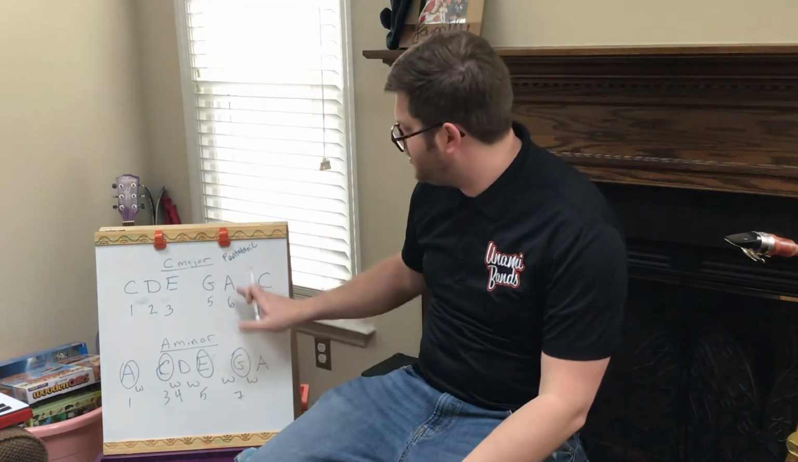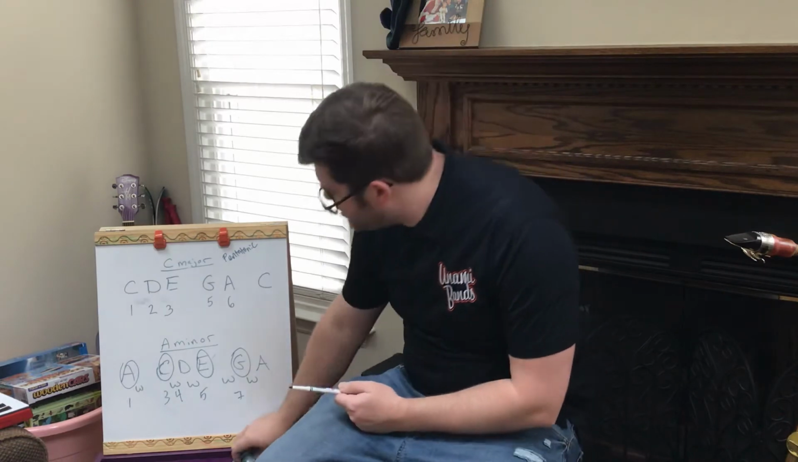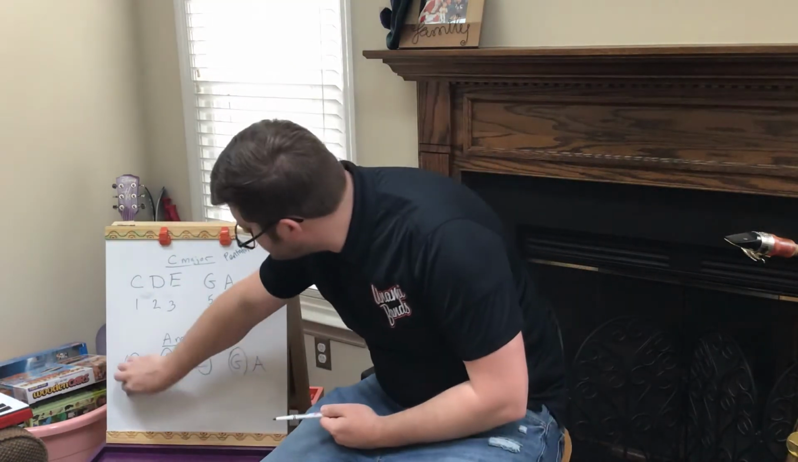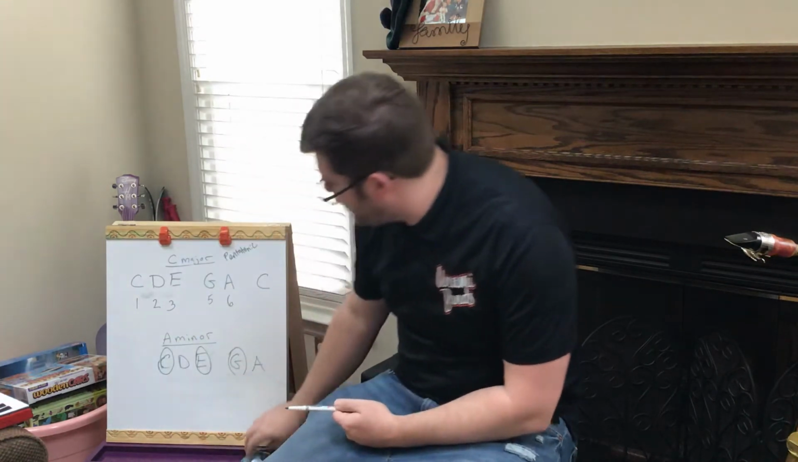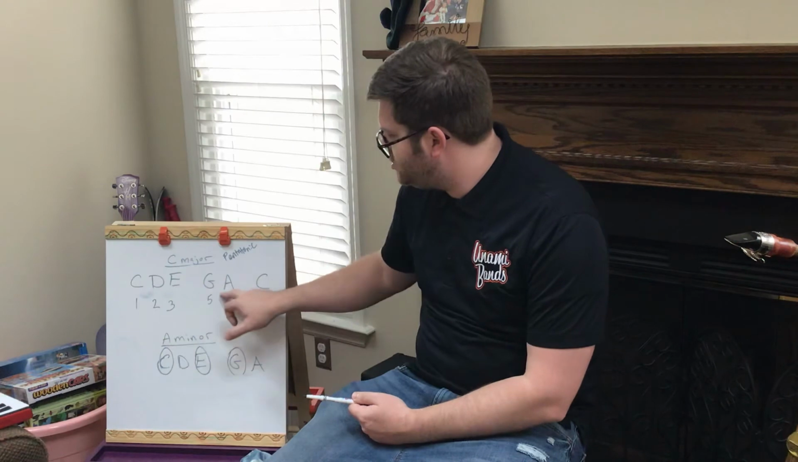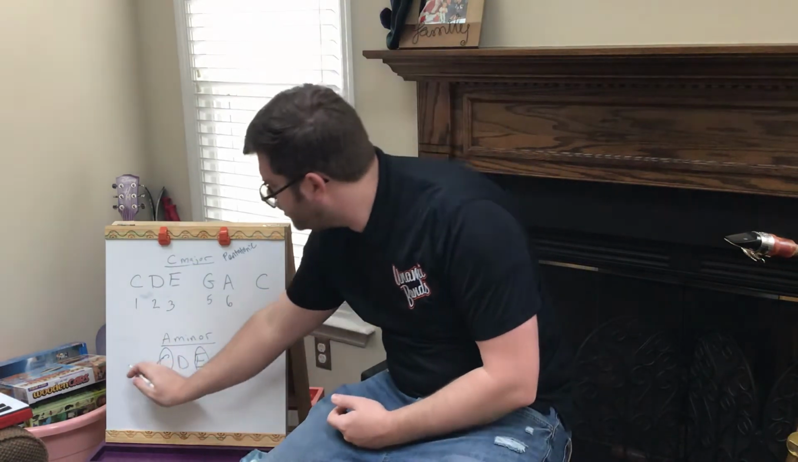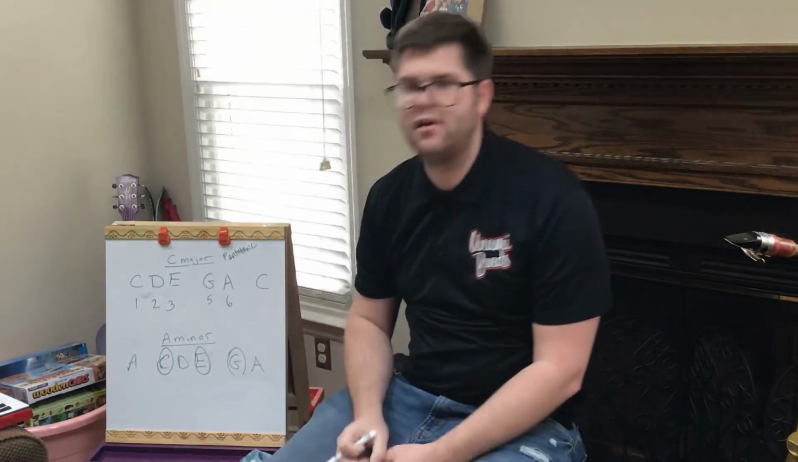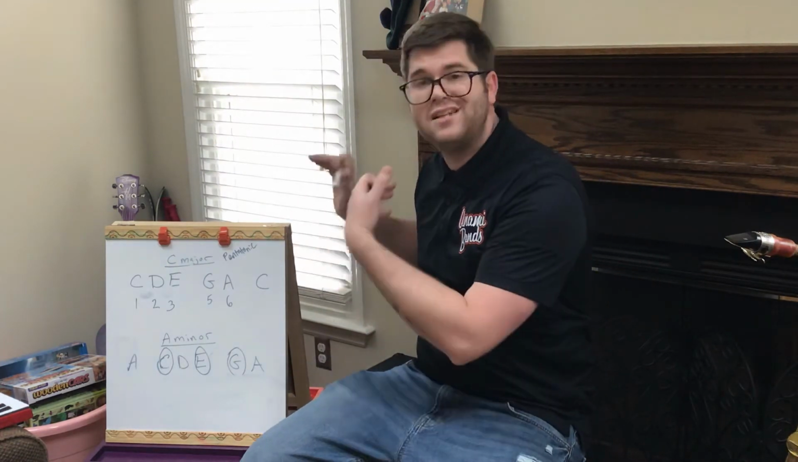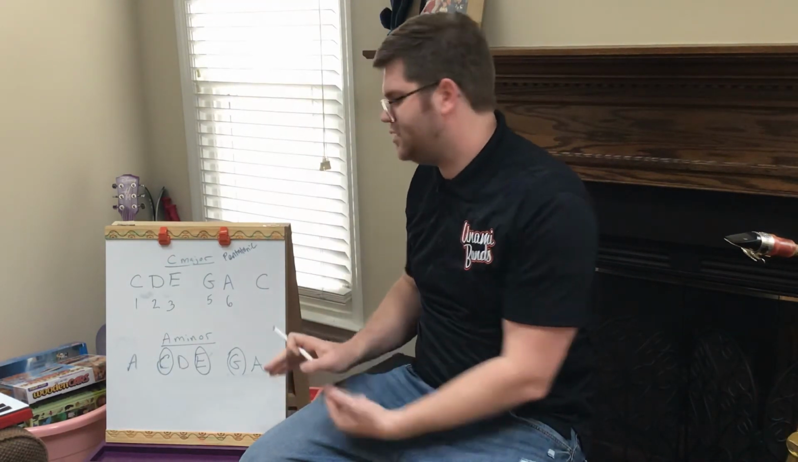But if you actually look at this, these scales are exactly the same. It's just that one of them started on A. So look, C, D, E, G, A. C, D, E, G, A. The only difference to make it minor is I'm going to start that scale on an A. So this is your C major pentatonic scale, but it's also your A minor pentatonic scale.